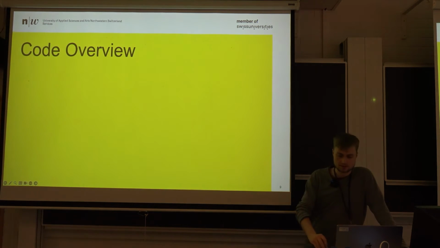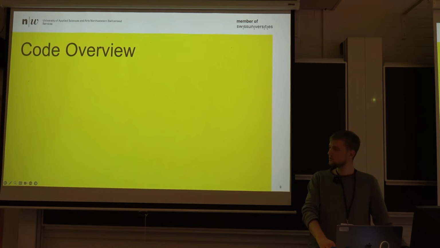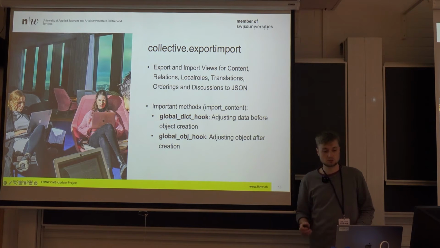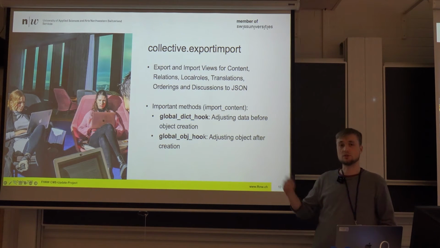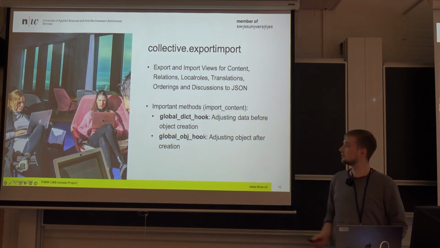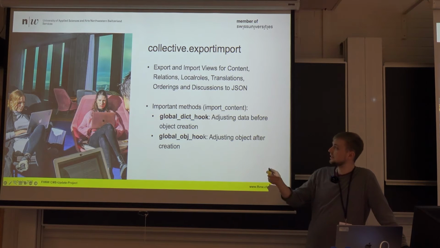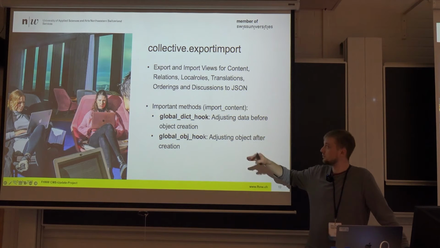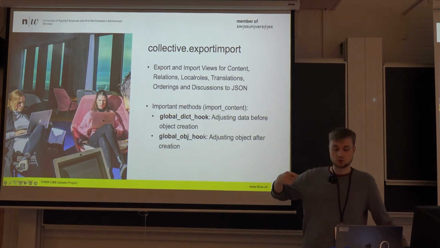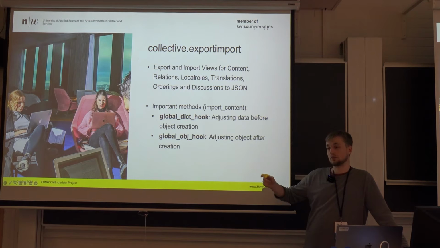So let's look at the code. For the ones who already are familiar with migration, I think this is nothing new, but I just wanted to have this short introduction about collective export import, which basically provides export and import views for content, relations, and local roles and whatnot, right? And you get these JSON files out of it. And there you have these important methods within the import here in the example, global dict, so you can adjust the data before the actual object was created or serialized. And then the global object hook, which is basically after this happened.